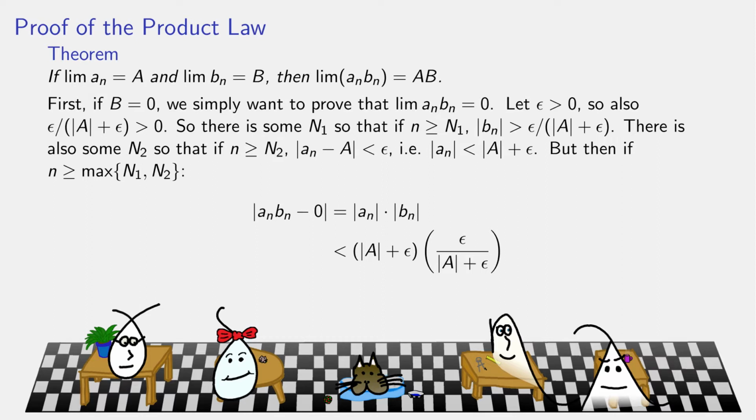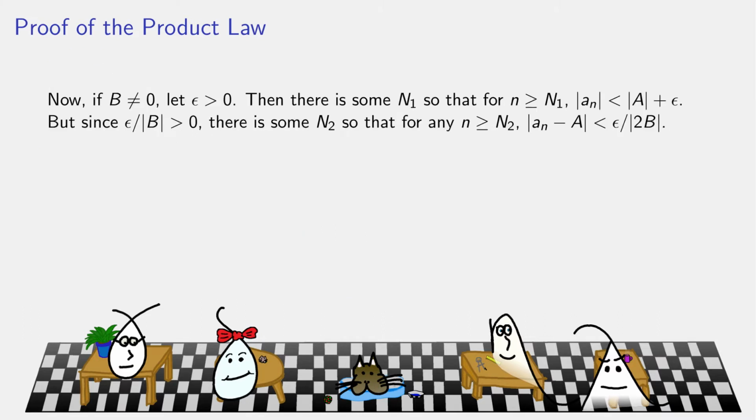Now the capital A plus epsilon terms cancel out, and that means the distance from a_n b_n to 0 is less than epsilon. So what did we find? For any epsilon which is positive, I was able to pick n's past a certain point so that the distance of a_n b_n to 0 was less than epsilon. This is exactly the definition of the limit of a_n b_n is 0.